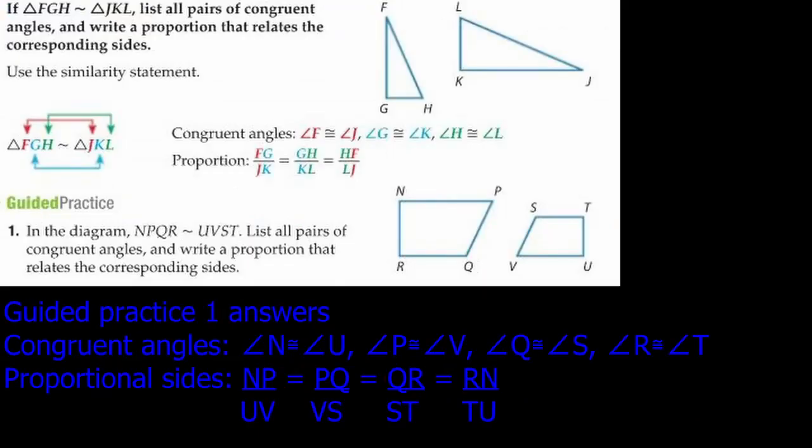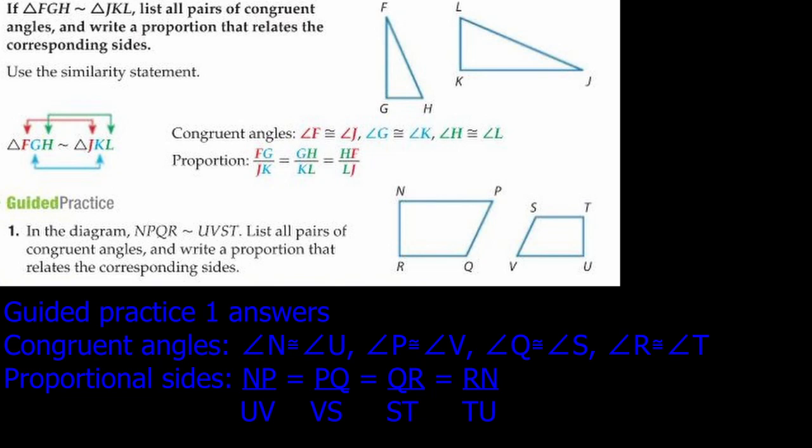All right. Here we have an example that goes over what we just talked about. If triangle FGH is similar, that little tilde means similar, to JKL, list all pairs of congruent angles and write a proportion that relates to corresponding sides. So use the similarity statement. The first letter is F from the first triangle, and the first letter is J from the second triangle, so F is congruent to J. The middle letter from the first triangle is G. The middle letter from the second triangle is K. G is congruent to K. And then match up the third letters, which are H and L.